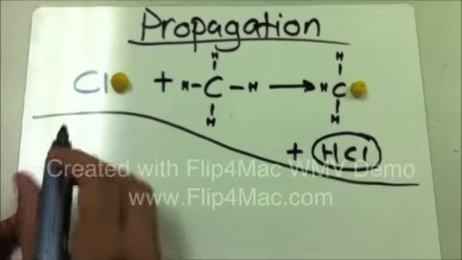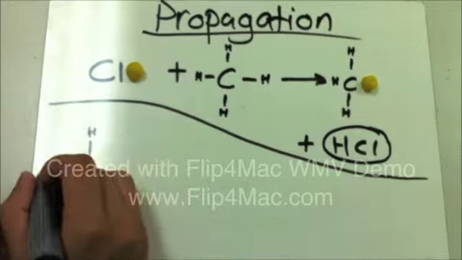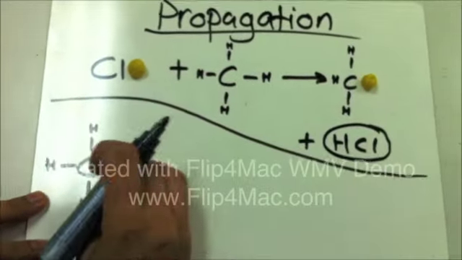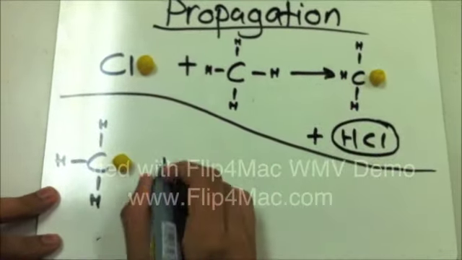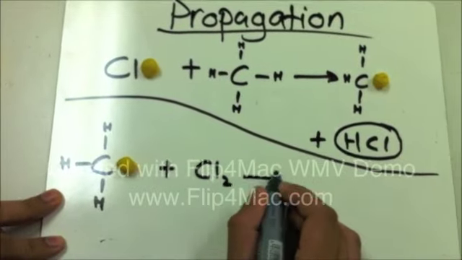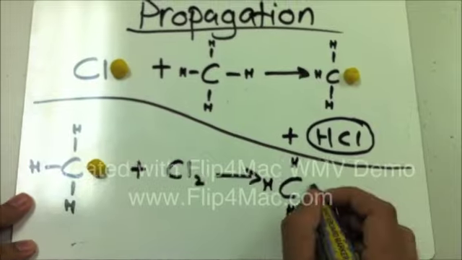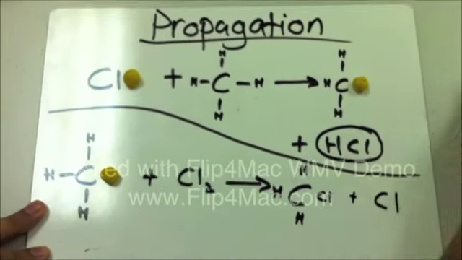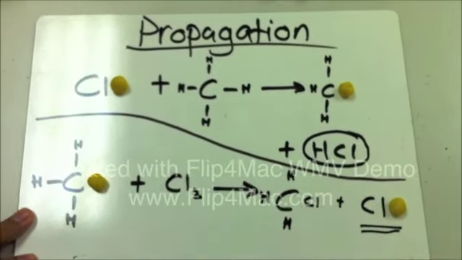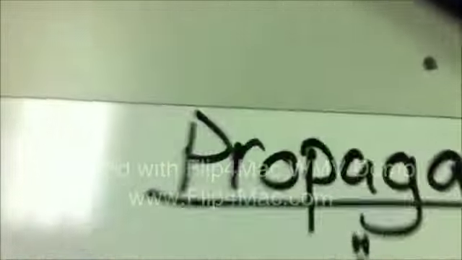Through the second step, we can see that radicals that are generated are reused in the propagation step. The methyl radical produced from the first equation is reacted with a chlorine molecule, thus again producing a chlorine radical. This chlorine radical can therefore react in the same process, and thus we can see that the whole process can be repeated. This is the step of propagation.